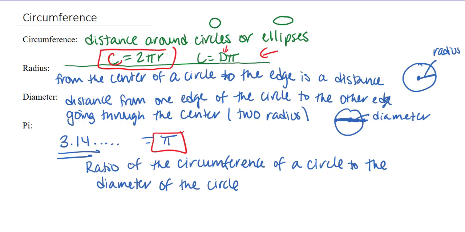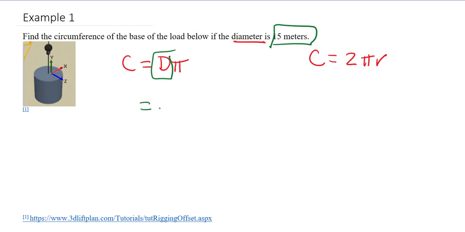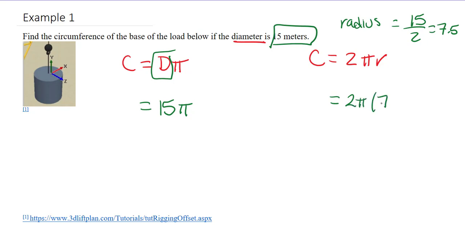But let's look at example 1. We're going to find the circumference of the base of the lode below if the diameter is 15 meters. So we have the diameter here. Circumference is equal to the diameter times pi. But we can also look at it like this to show it's the same thing. We know 15 meters is the diameter, so we put that in: 15 pi. If we want to know the radius, it's 15 divided by 2, which is 7.5. So we have 2 pi 7.5, and 2 times 7.5 is just 15 pi.